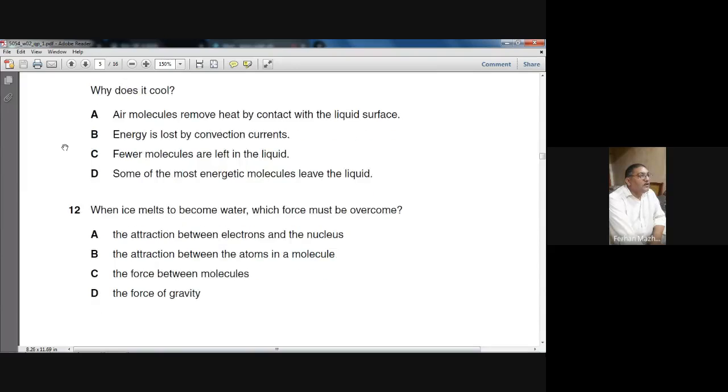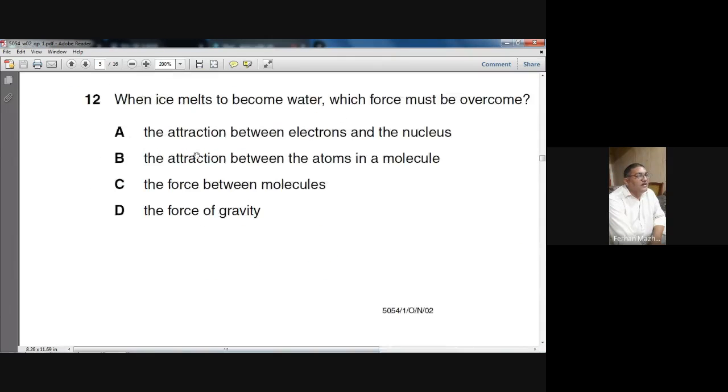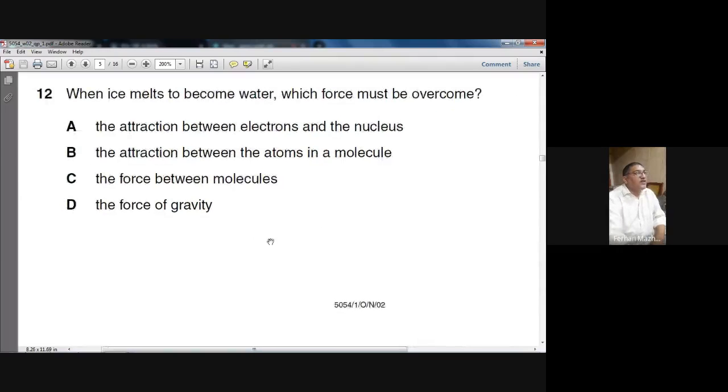Very good. On your screen, this is question number 12. When ice melts to become water, which force must be overcome? When a solid is converted into liquid, which forces must be overcome? Sir, the forces between the molecules. The intermolecular forces, that is the force of attraction between the molecules of the water with each other. So what should be the choice? C, the force between molecules. Yes, C is the right choice, the force between molecules, which we normally call intermolecular forces.